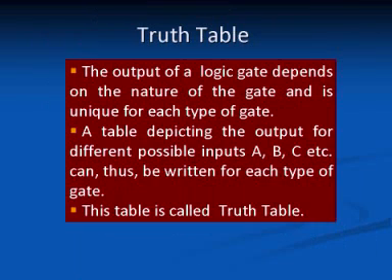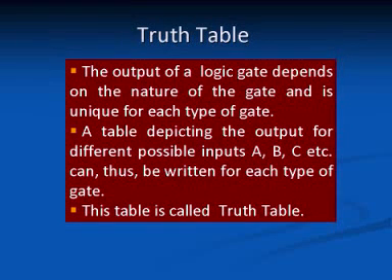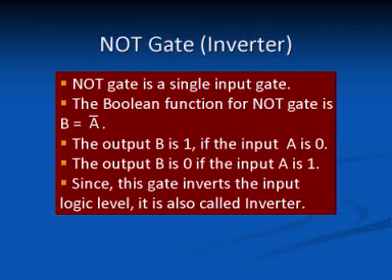Now the output of a logic gate depends on the nature of the gate and is unique for each type of gate. A table depicting the output for different possible inputs A, B, C, etc. can thus be written for each type of gate. This table is called truth table. Now from this point onwards, we shall discuss the various gates one by one.